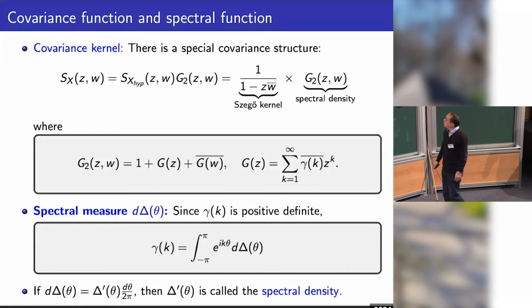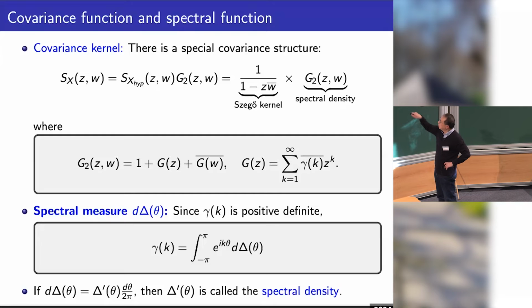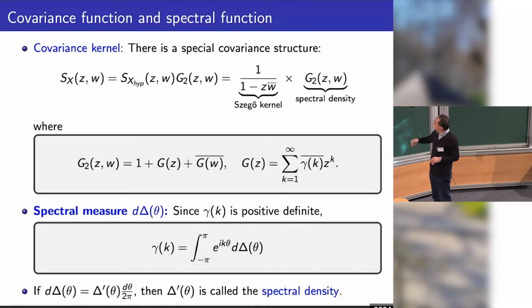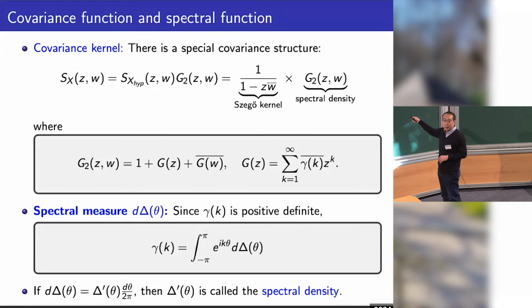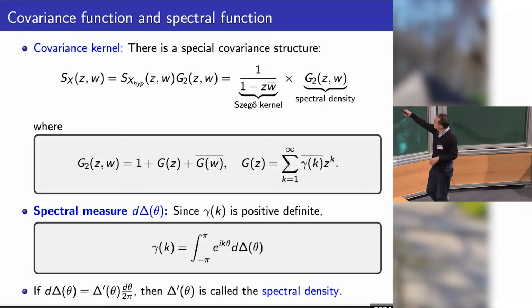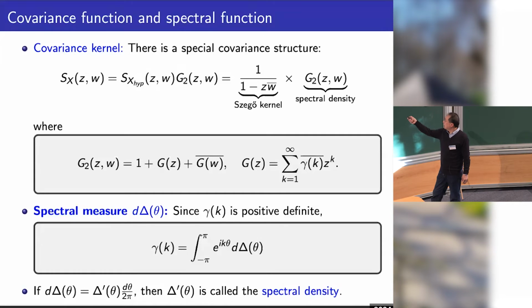Okay, so later I will use a spectral measure, so here is the definition of the spectral measure. Gamma k is a positive definite function. Then, from the Herglotz theorem, we have some probability measure here, and gamma k is written in terms of a Fourier transform like this. And if this spectral measure is absolutely continuous with respect to the Lebesgue measure, then this Radon-Nikodym derivative, the density, is called the spectral density.